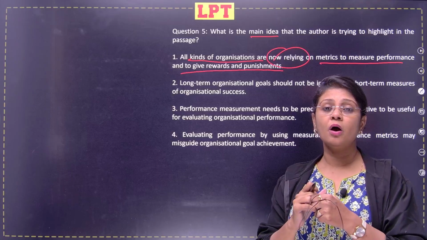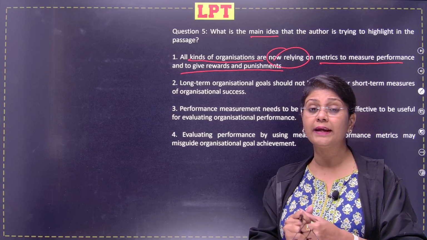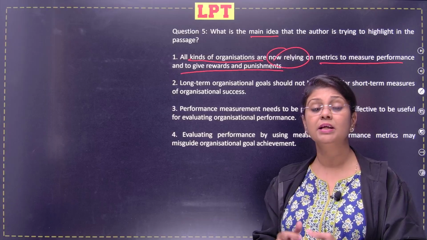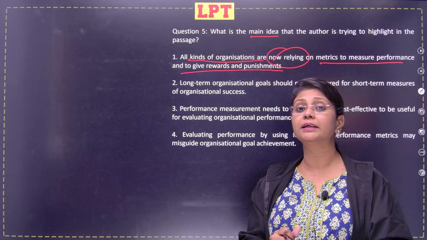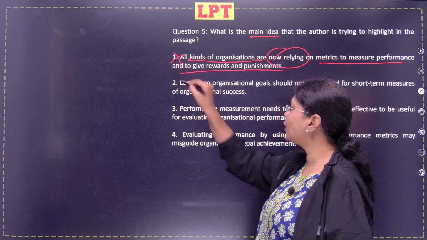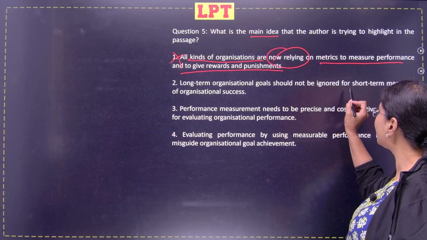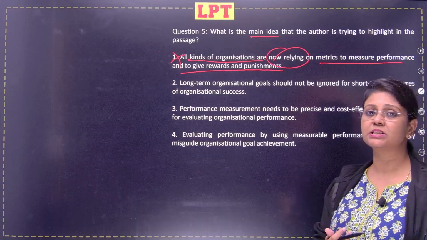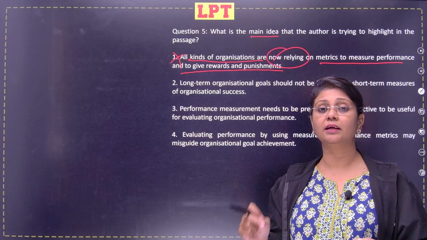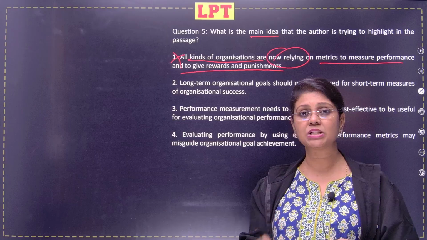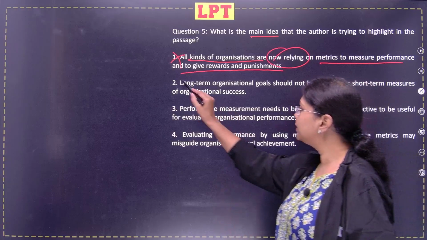The author was of the view that metric fixation as a process has a lot more negative consequences as opposed to the positive ones. He has not talked about any positive consequence of metric fixation, in fact. So it is all about the negative consequences. This cannot be our answer choice. Let's go to the second one. It says long-term organizational goals should not be ignored for short-term measures of organizational success. This is something that is discussed in the passage, but this is not the main idea. The main idea was that metric fixation as a process has lots of negative consequences attached with it. So this will be cancelled out.